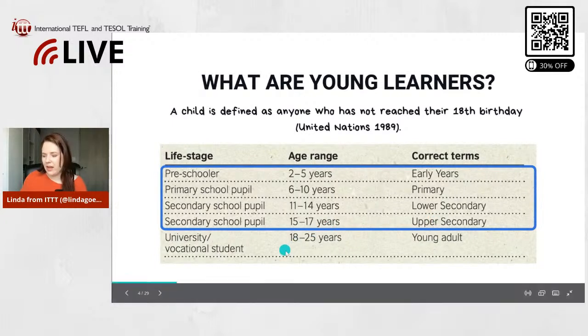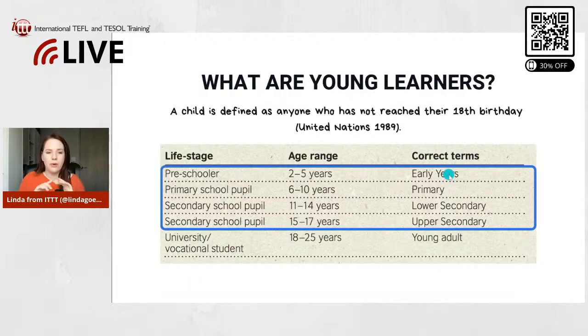And then we have the 18 to 25-year-olds who are typically university or vocational students, and these are defined as young adults. And all of these in the blue box here, those are our young learners. So literally from 2 to 17, until you reach your 18th birthday, you are considered a young learner or a child.